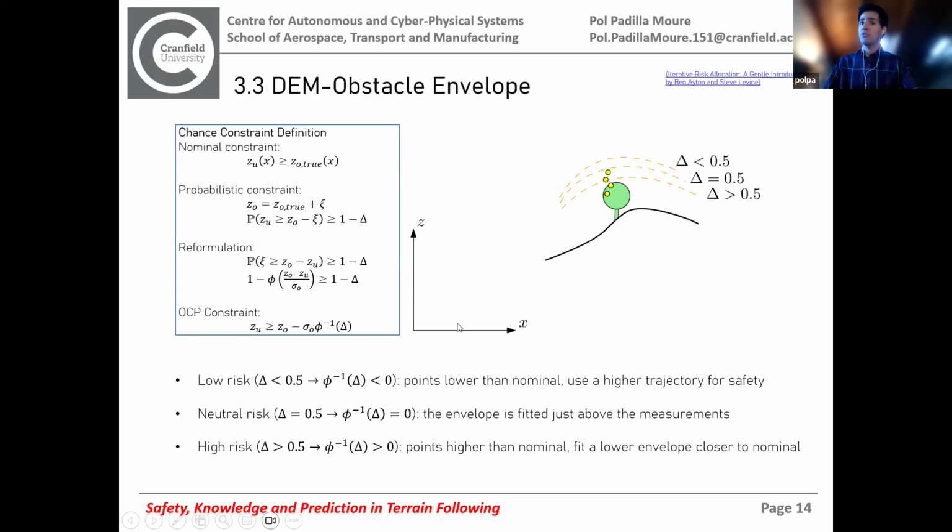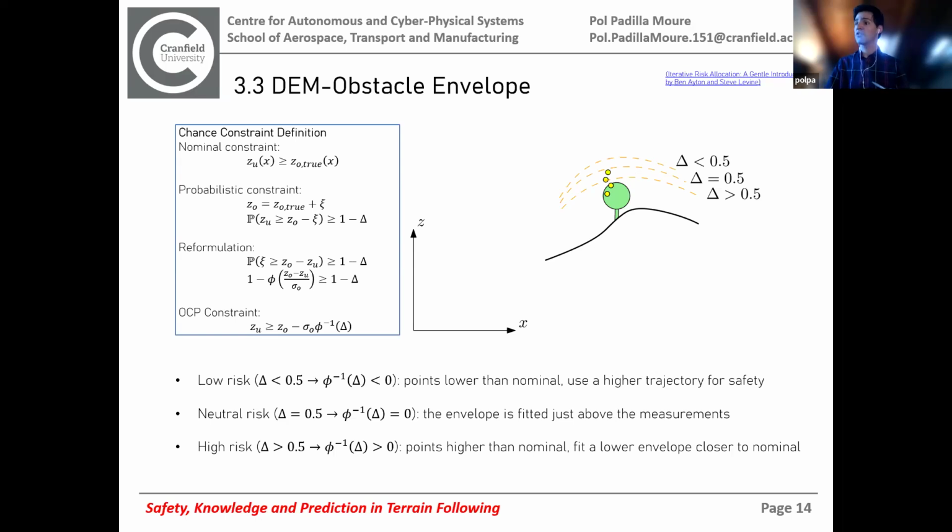But if you do a high risk, you will be considering that some of the points that you have are above the nominal height of the obstacle, and therefore you can lower the envelope a little bit, even though you're increasing the risk, but you're gaining a little bit of performance. And this parameter can help the system to modulate itself depending on the mission and depending on the quality of the sensors that you are using.